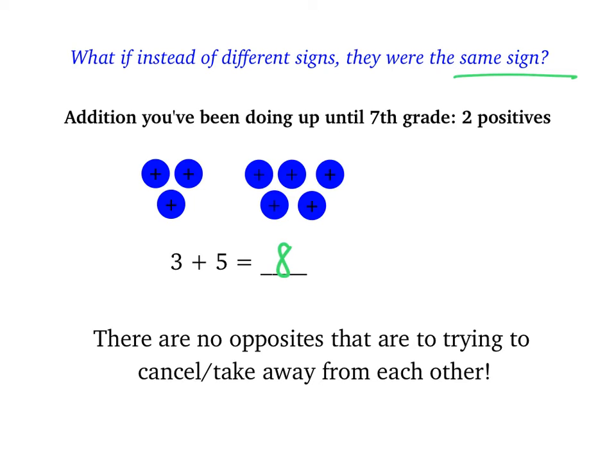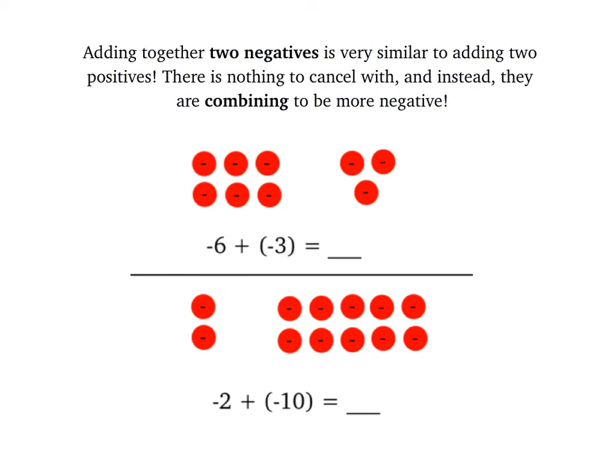So instead, what's happening when you have the same sign is they are combining together. So nothing's canceling, nothing's getting taken out. Instead, you're adding up the total number, that combination of your two. So adding two negatives is very similar to adding two positives. Since there's nothing to cancel with, instead they're combining and becoming more negative.